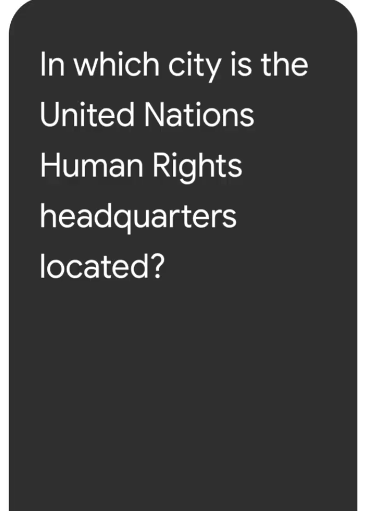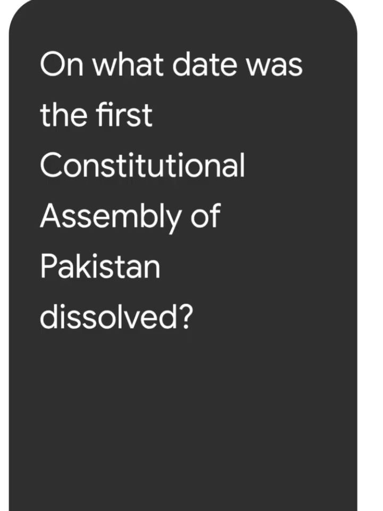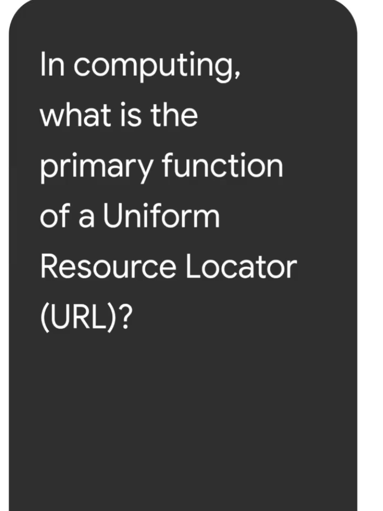Next question, in which city is the United Nations Human Rights headquarters located? Geneva. Which Prime Minister of Pakistan was dismissed by President Ziaul Haq in May 1988? Muhammad Khan Junejo. On what date was the first Constituent Assembly of Pakistan dissolved? October 24, 1954.